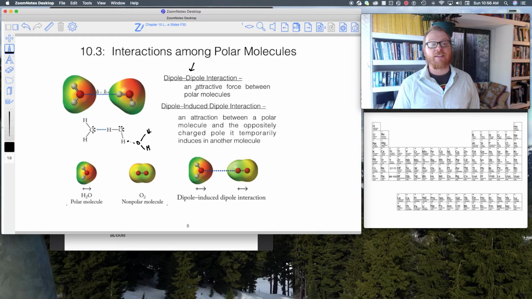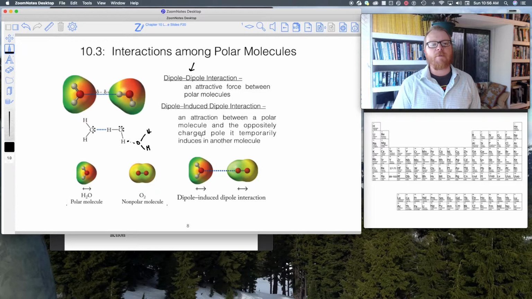And as it turns out, the dipole-dipole interaction is incredibly strong. And we have a special name for this type of interaction, specifically when it involves hydrogen. And I'll talk about that next, okay?